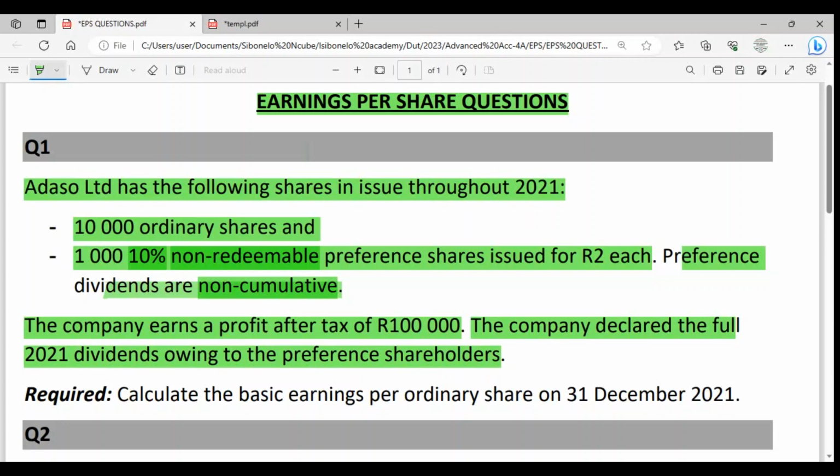So required: calculate the basic earnings per share on 31st December 2021. So guys, you need to follow steps here. If you are required to calculate basic earnings per share, you first calculate the basic earnings, which is your numerator value, and then in step number 2, you calculate what we call the basic weighted average number of shares, which is your denominator. So now let us follow the 2 steps.